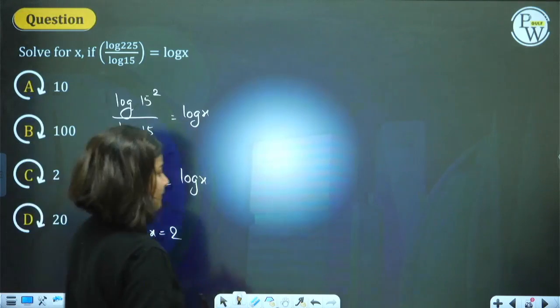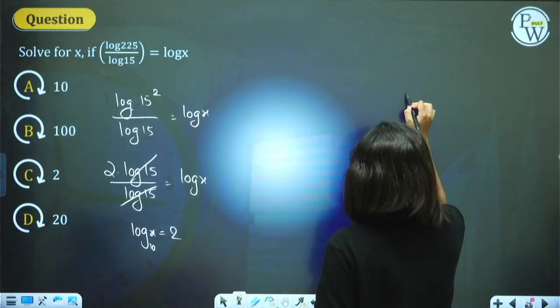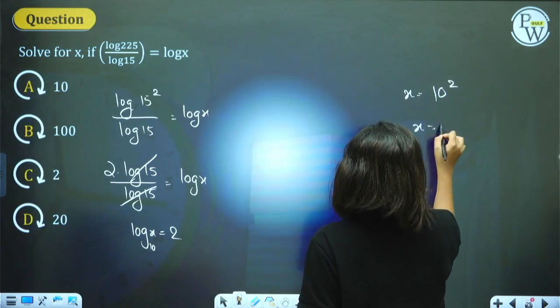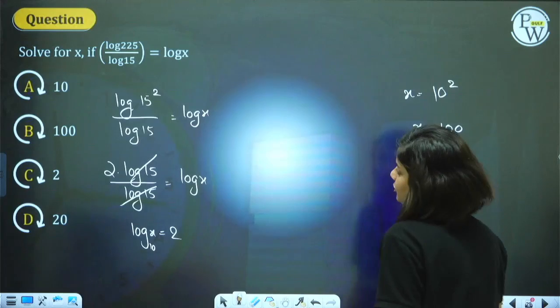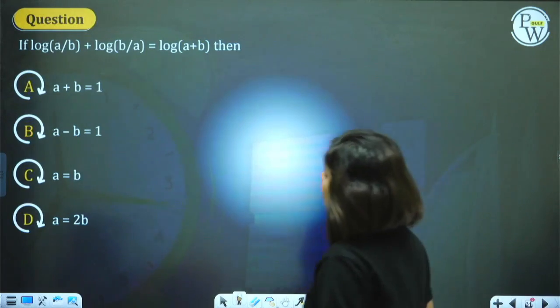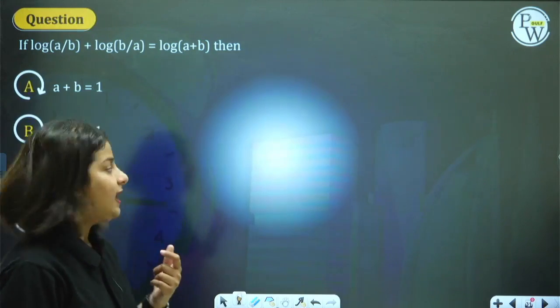Base is 10. Convert logarithmic to exponential. X is 10, pushes 2 upwards. X is 10 square, and that is option number B. B is red. Perfect.